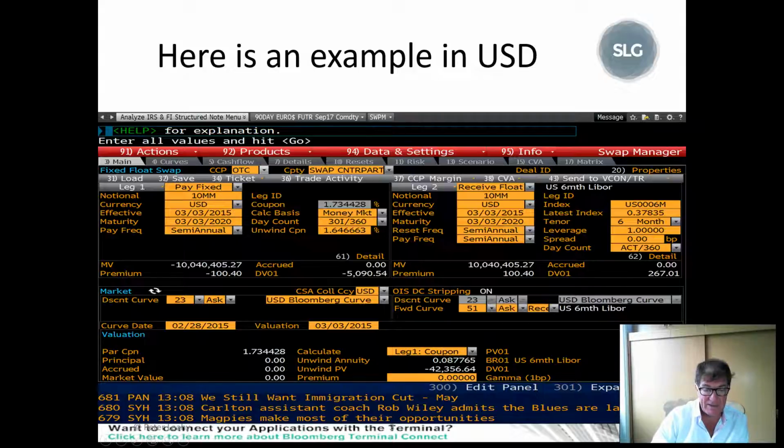So this swap, in this case, at this moment, at the moment of transacting, has a zero market value. That's useful as a kind of indication and an illustration.